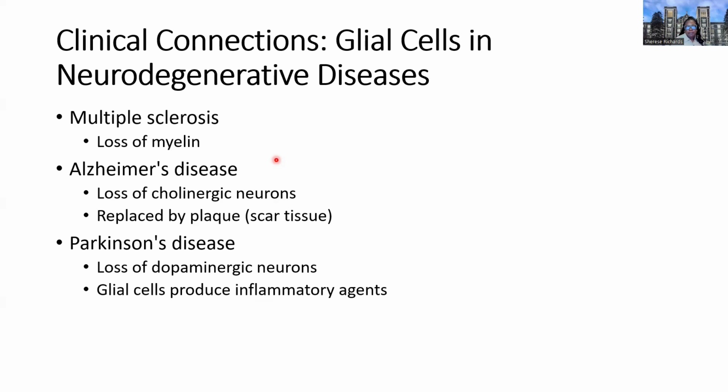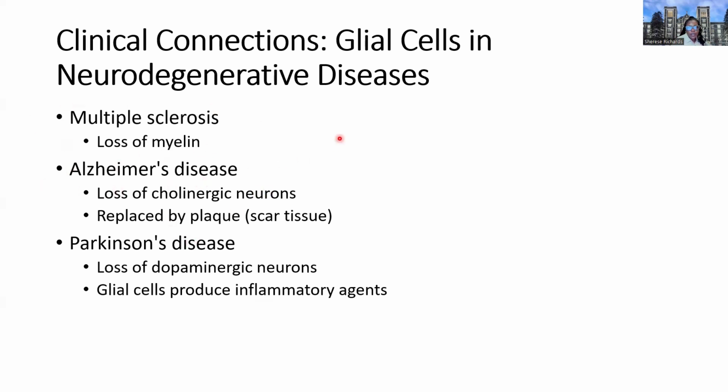But other manifestations of multiple sclerosis are vision problems, right? Loss of myelination of the optic nerve, which leads to vision problems. Also just weakness, motor weakness, also sensory loss, and those types of clinical symptoms can be seen with multiple sclerosis because of the loss of myelin.